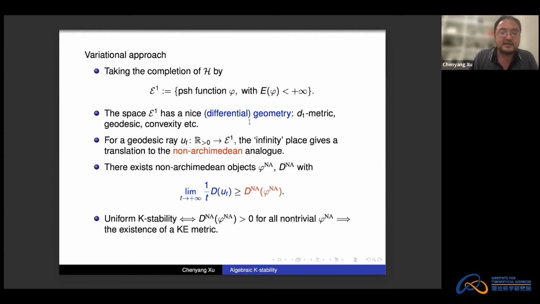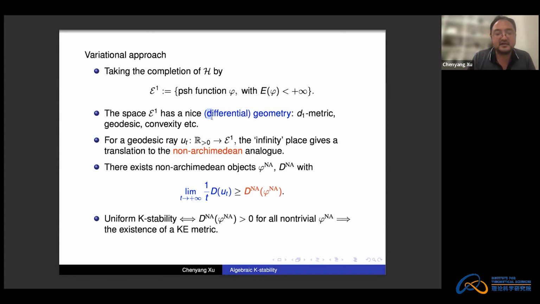But this space, E1, with these pluripotential harmonic functions, could have singularities, but it still has nice geometry. First, it has a d1 metric. Second, it has geodesics to connect two points. And you can extend the Mabuchi functional and the Ding functional to this space, and the convexity still holds.